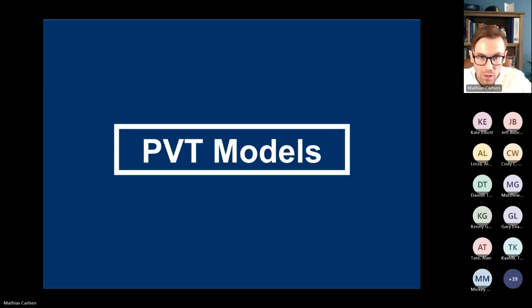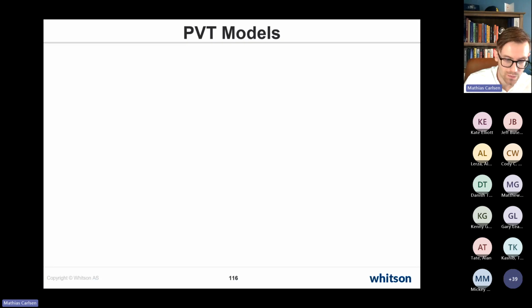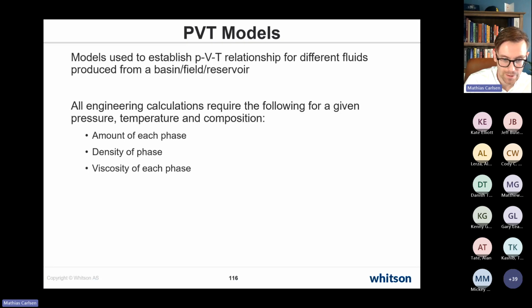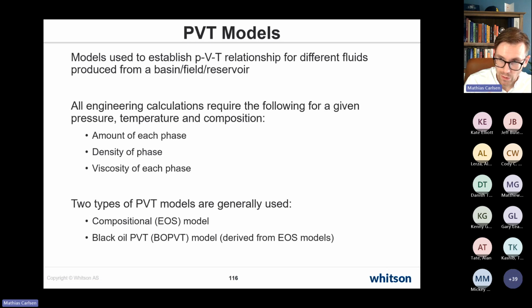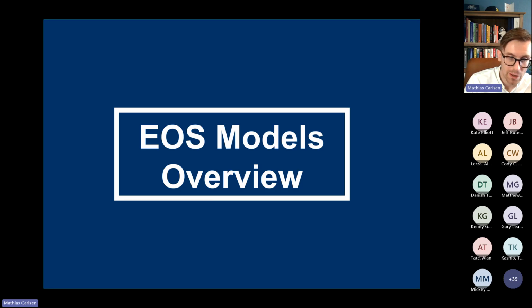Good. So now we're going to talk about these PVT models, and there are two different types of PVT models. It's the so-called equation of state model, and it's the black oil table. So we're going to go through both of those. An equation of state model, we introduced that earlier. If you want to understand what it is, we can go back to the fundamentals.